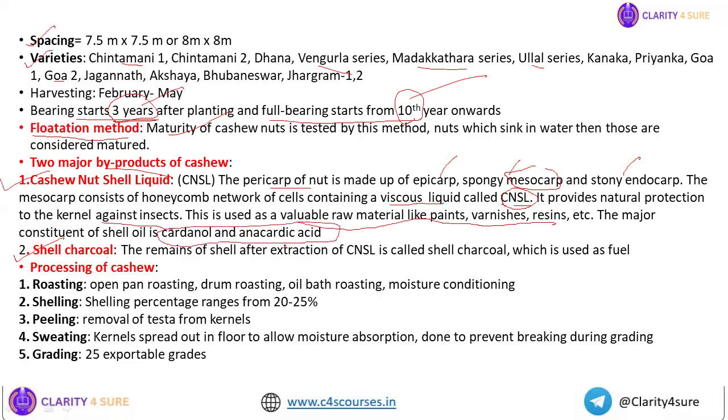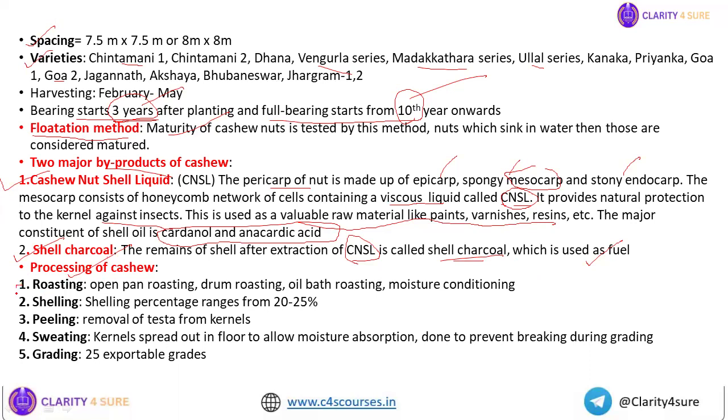Next is shell charcoal. The remains of the shell that we have left after the extraction of the liquid is known as shell charcoal, and it can also be used as fuel. This shell charcoal is also sometimes used as fuel for the processing of cashew. So from one thing we get a lot of things helping us, right? Next, we'll talk about the processing of cashew.